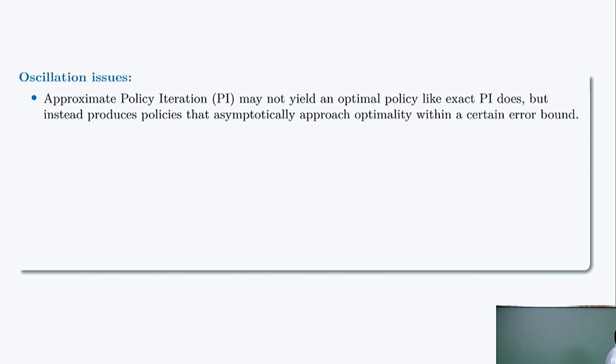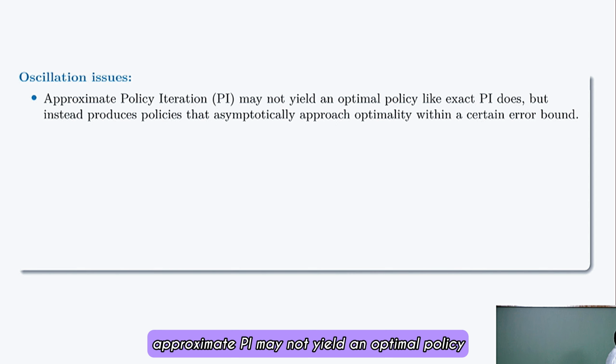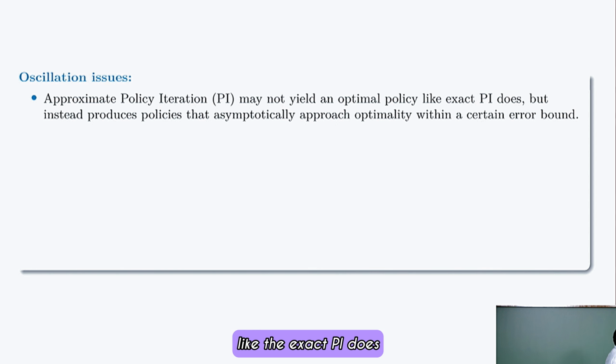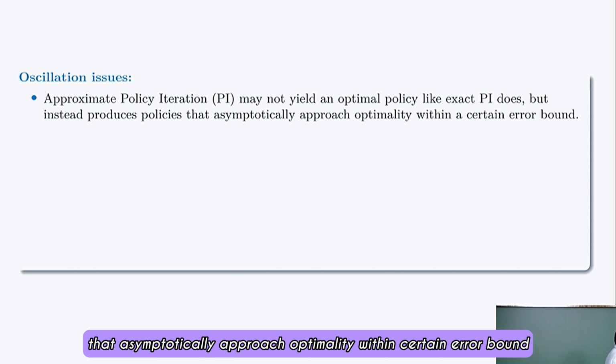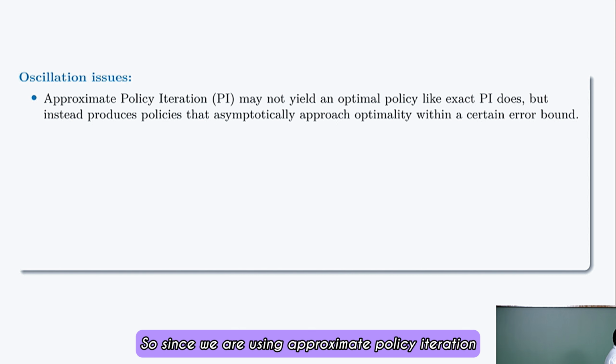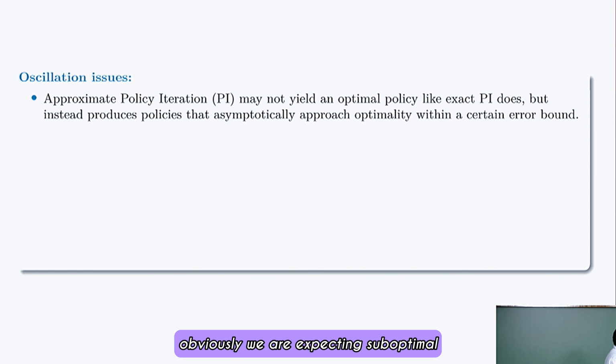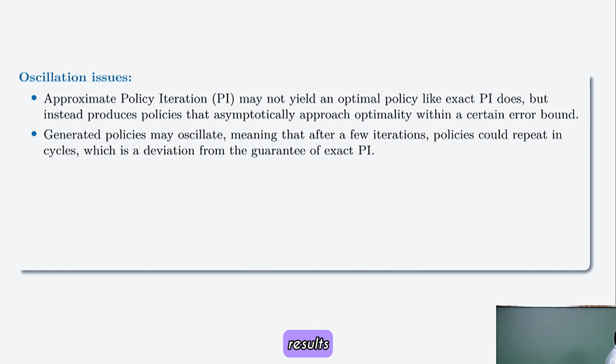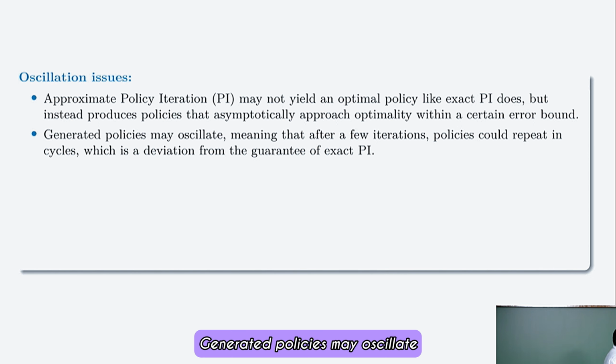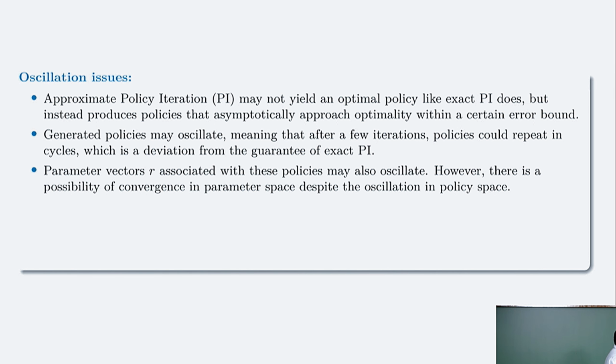Approximate PI may not yield an optimal policy like the exact PI does, but instead produces policies that asymptotically approach optimality within certain error bounds. Since we are using approximate policy iteration, we are expecting suboptimal results, and the generated policies may oscillate, meaning that after a few iterations policies could repeat in cycles. These are the things that are observed when you apply PI.